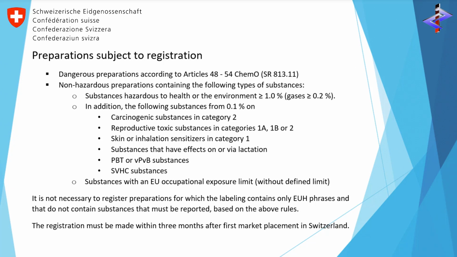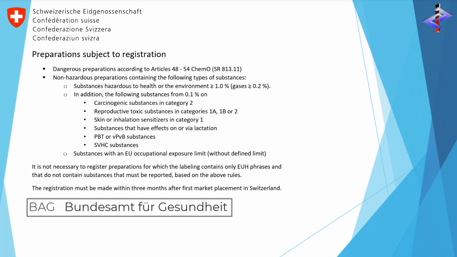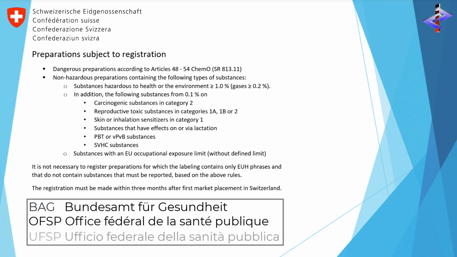In this video, we will use the official abbreviation for the Federal Office of Public Health, which is FOPH. Since most of our customers will handle their notifications in German, French, or Italian, they will be used to knowing this organization under the following names. In German it is the BAG, the Bundesamt für Gesundheit. In French it is the OFSP, the Office Fédéral de la Santé Publique, and in Italian it is the UFSP, the Ufficio Federale della Sanità Pubblica.